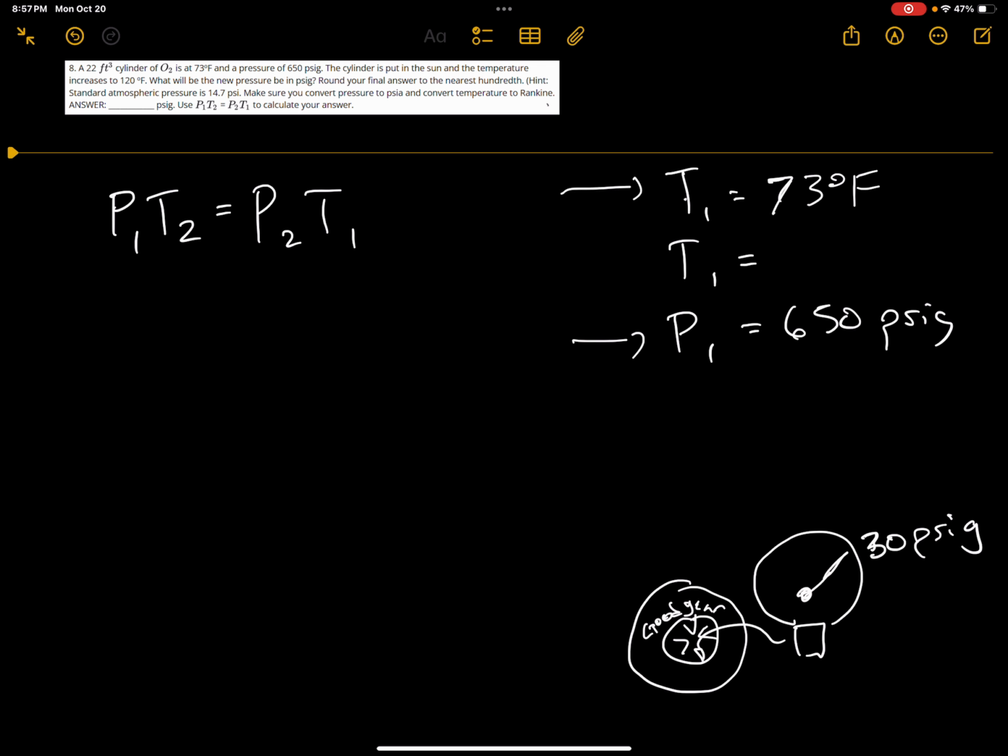Remember that your temperature, the absolute scale, is based from absolute zero. What's absolute zero? That's when the temperature is at zero, there's no molecular movement, right? So Fahrenheit is not an absolute scale, so we have to convert it to an absolute scale.